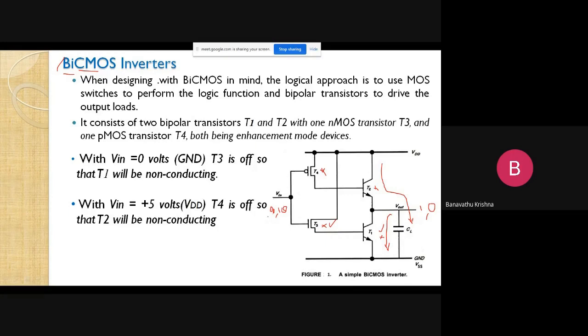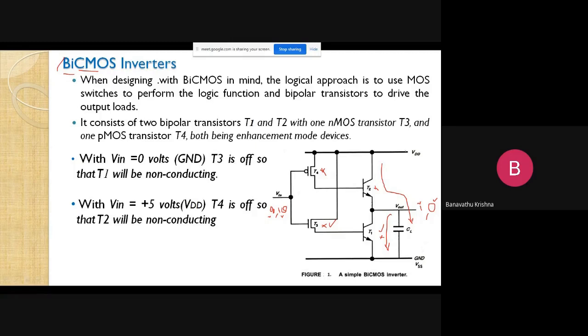If you apply input 0, then we are getting output response 1. If the input is 1 volt, then we are getting the response 0 volts. It means it is performing the inverter operation. But here there is one drawback. Let us see the drawback.